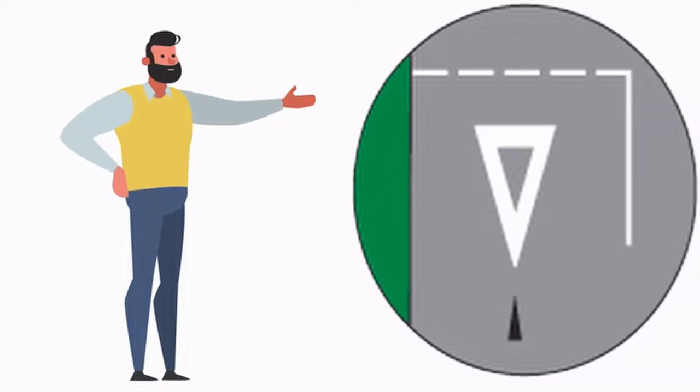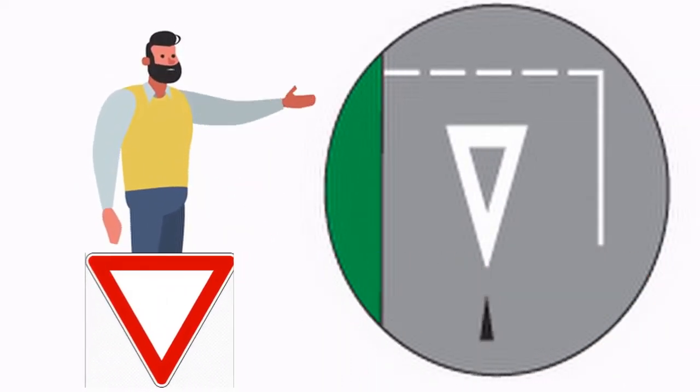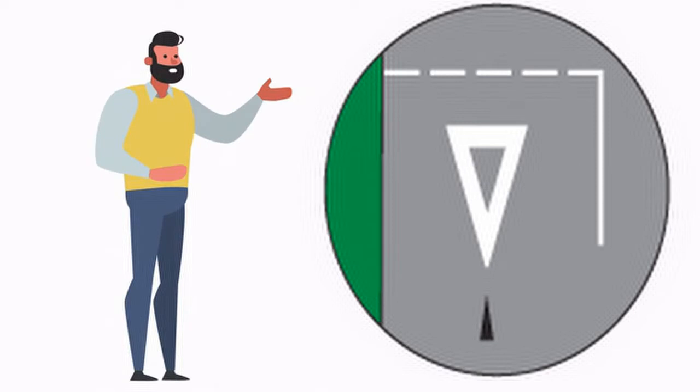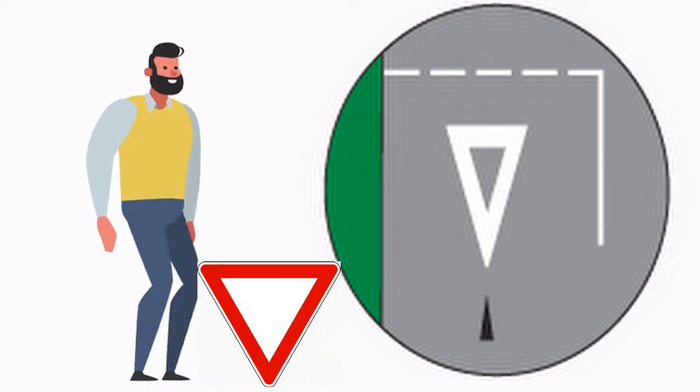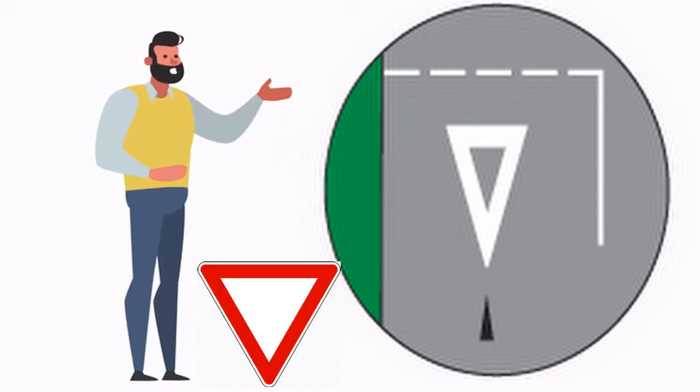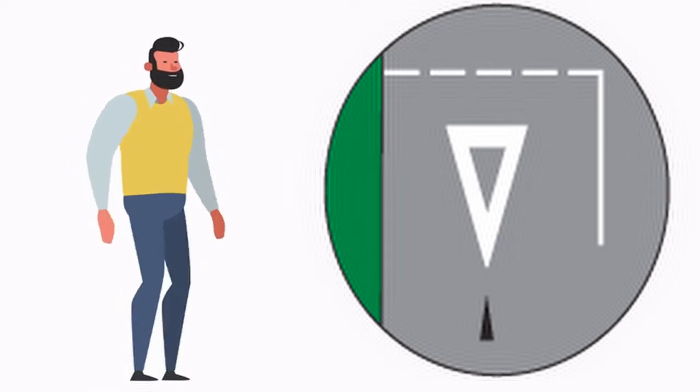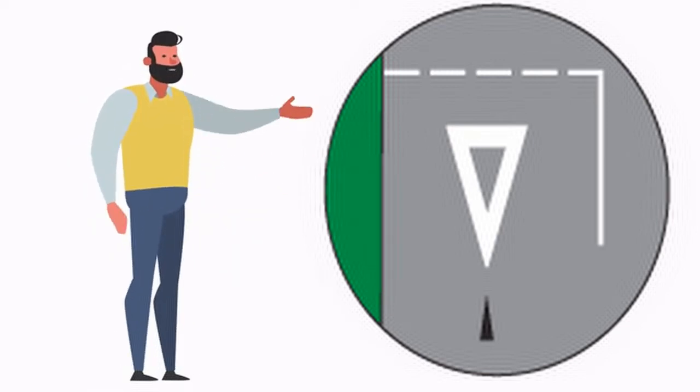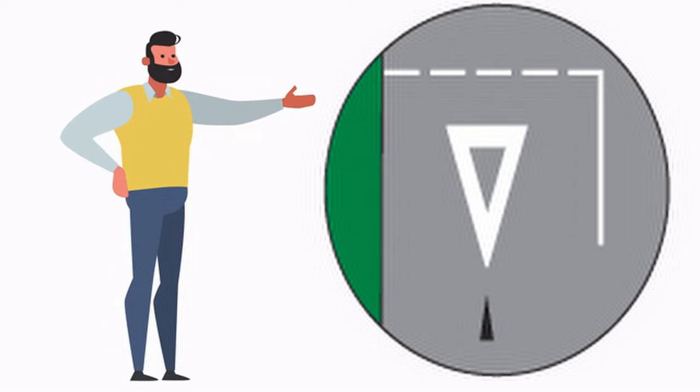This is the yield line. You will find it on any road, especially at intersections. The purpose of the yield line is to indicate that you must give priority to all who cross in front of you at this point. Give way to anyone who crosses your path of travel or who wants to cross your path. Even if there is no yield sign, you still have to give way.